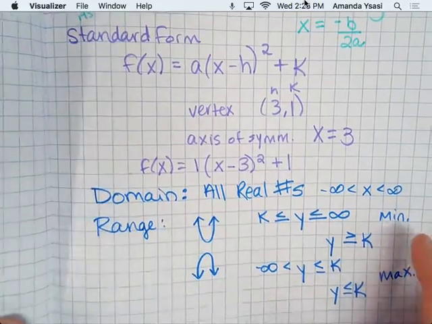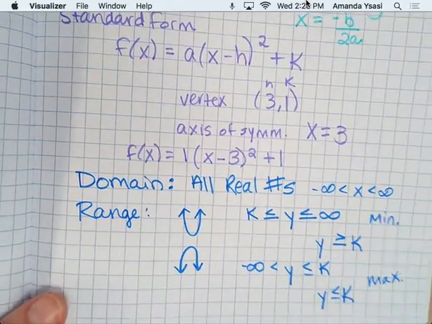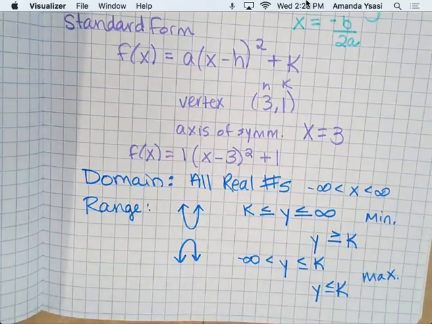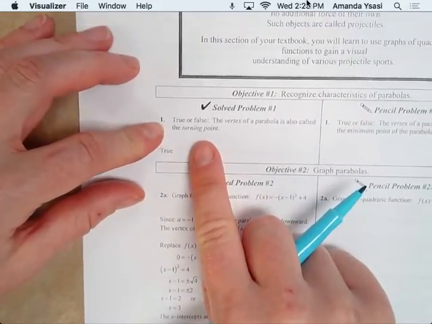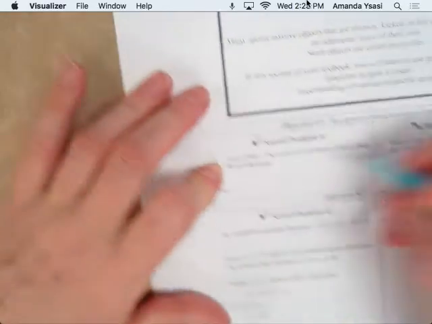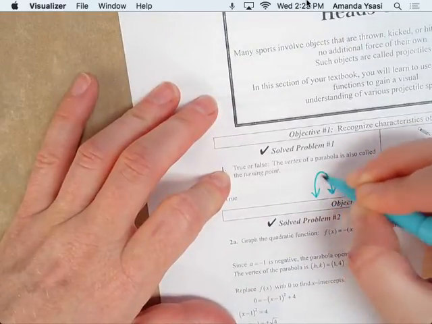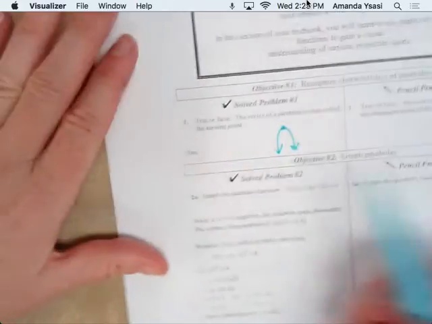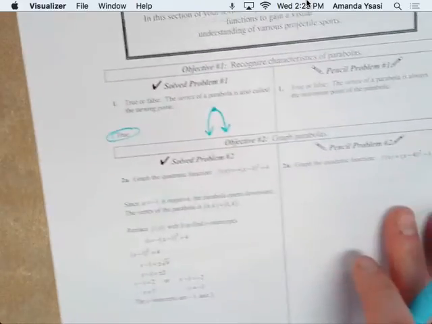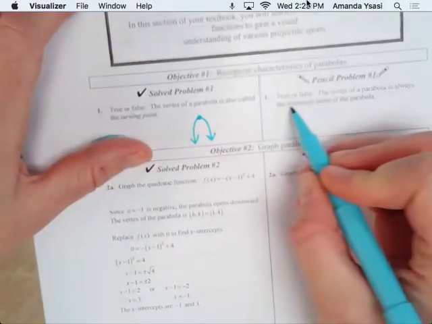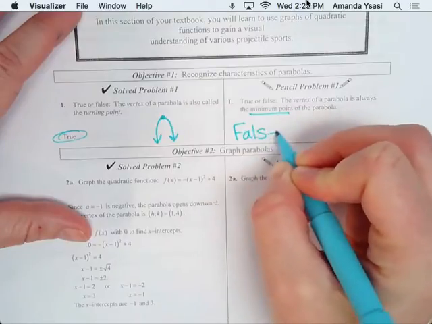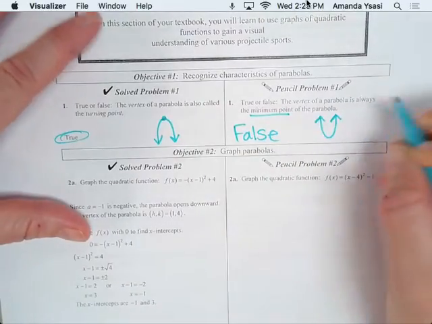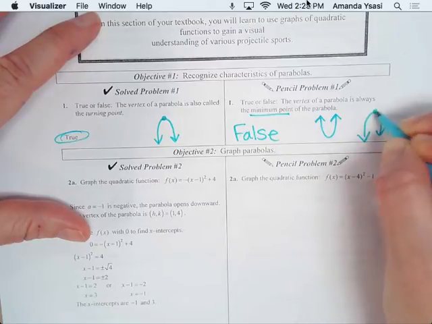So let's look at the problems that are in the printable notes. All right, number 1 on the solve problem. The vertex of a parabola is also called the turning point. That makes sense, right? It's where it turns, so that is true. And they already wrote that for us. The vertex of a parabola is always called the minimum. True or false? False. Because if it's like this, it's minimum. But if it's like this, it's maximum.